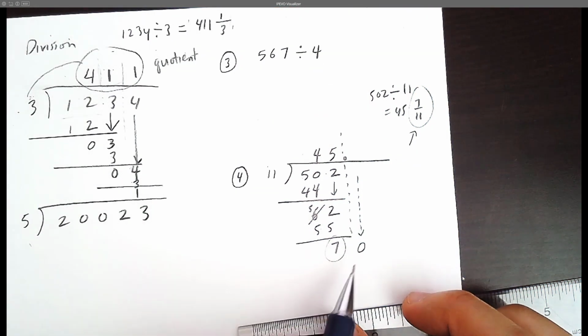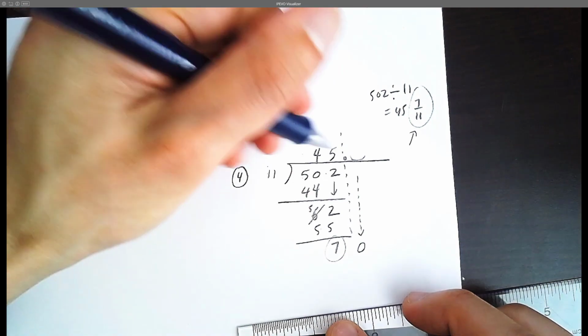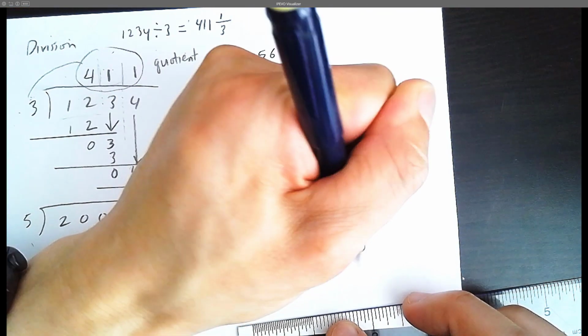Now we drop the ghost 0, and what we have is 70. And there's a nice space here for the next digit. 11 times what is 70? 11 times 6 is 66. We're pretty close.